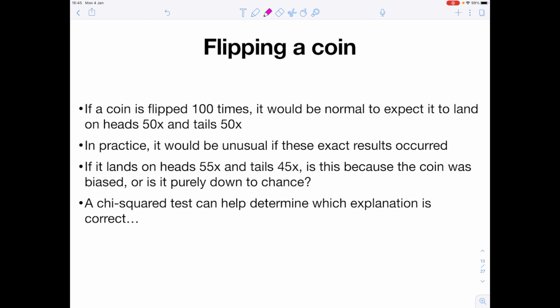So if a coin is flipped 100 times, it would be normal to assume that it would land on heads 50 times and tails 50 times. But in practice, we know that it's unusual for these exact results to occur. And so if it lands on heads 55 times and tails 45 times, if you toss it 100 times, is this because the coin was biased or is it purely down to chance? And the chi-squared test will help us determine which explanation is correct.